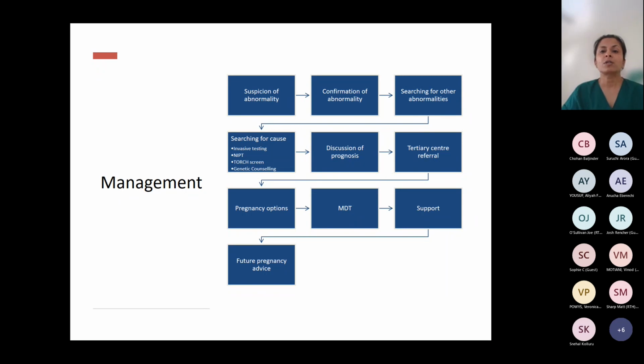Support is very important: informing the community midwife and GP about this, and offering support through ARC, through our fetal medicine midwives, and via the GP for counselling if that is what the couple might need. And advice about future pregnancy.